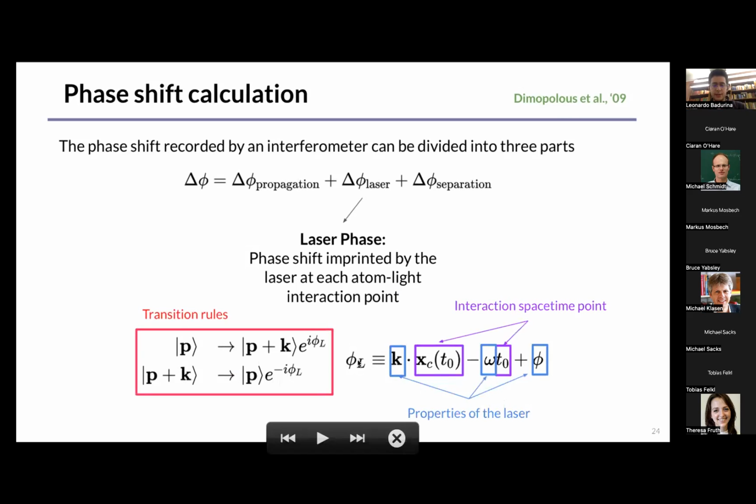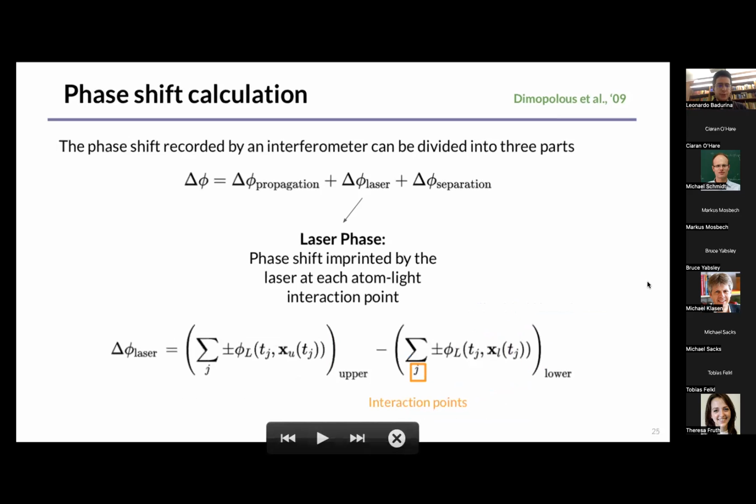Just by looking at this phase here, we see that k, omega and phi are all properties of the laser. k is the wave vector, omega is the angular frequency, and phi is the phase. Whereas what I show in the purple boxes, x, c, and t0, these instead are the space-time coordinates at which the atom-light interaction takes place. And so what this means is that the total laser phase at the end of the sequence will simply be a sum over interaction points in the upper or lower paths, where the plus and minuses depend on the transition rules I showed earlier.